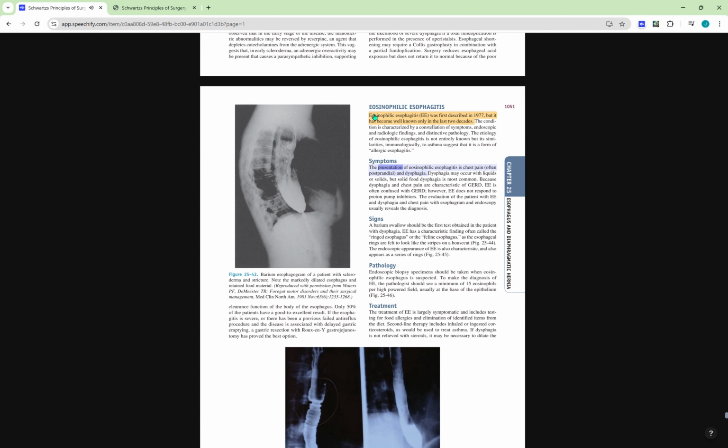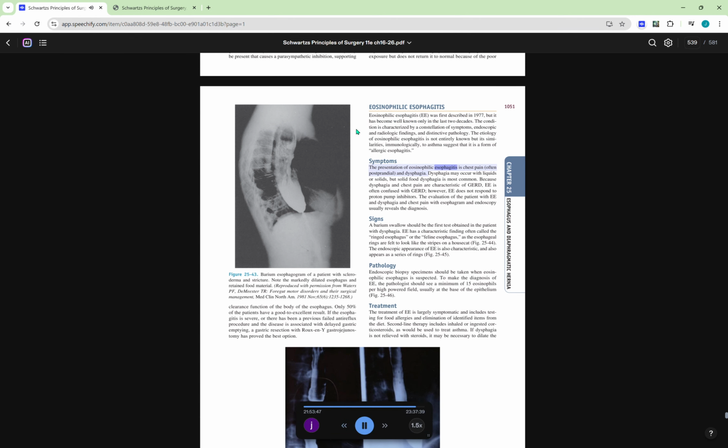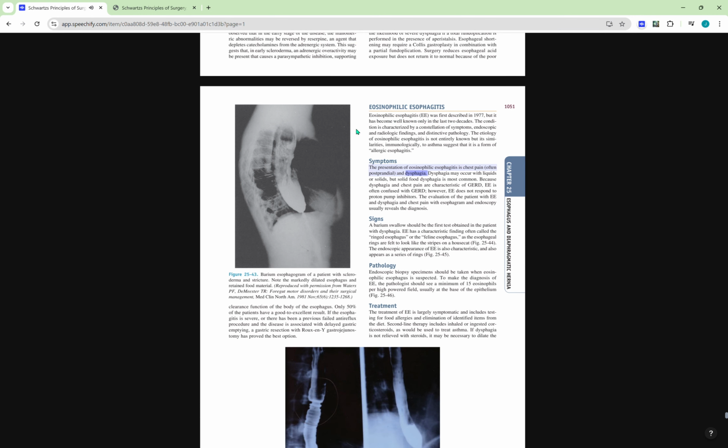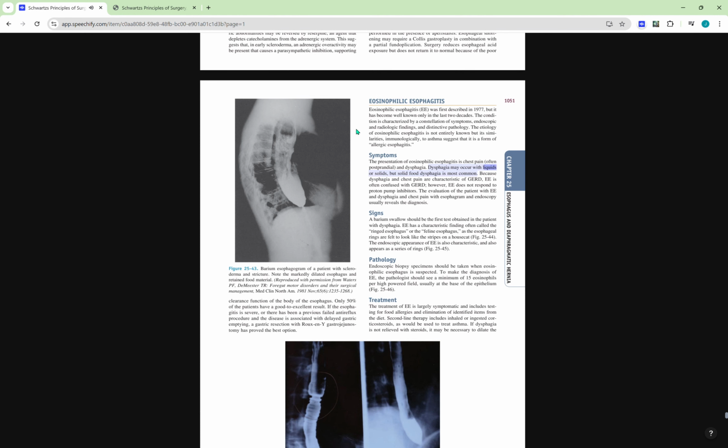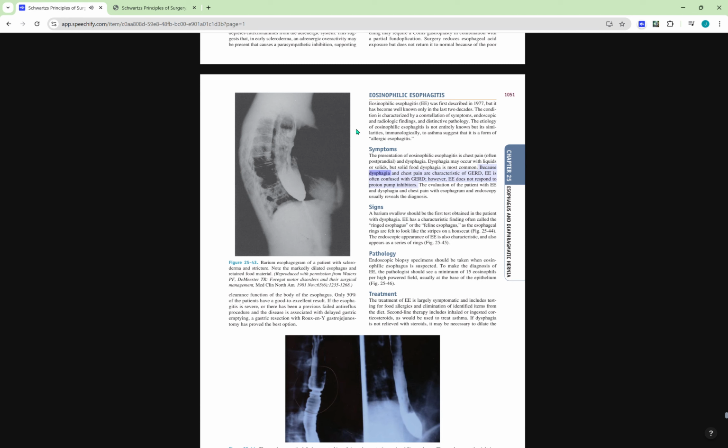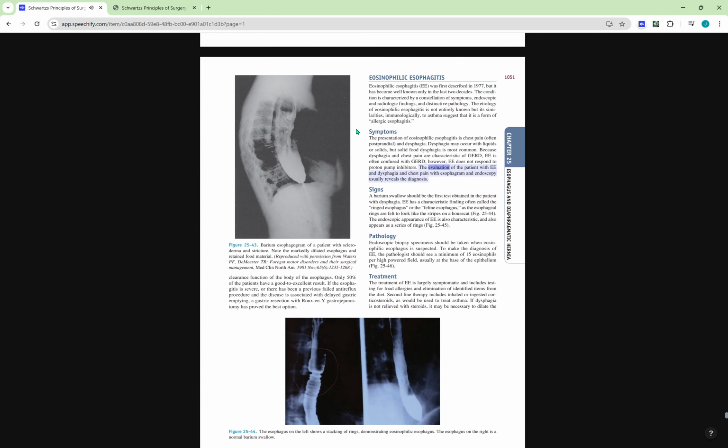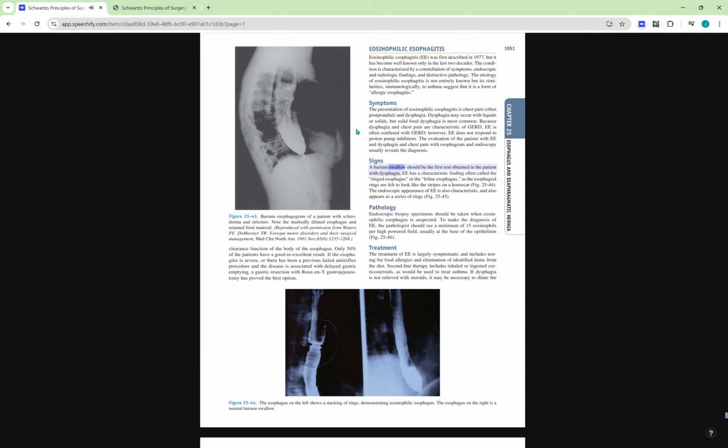Symptoms. The presentation of eosinophilic esophagitis is chest pain and dysphagia. Dysphagia may occur with liquids or solids, but solid food dysphagia is most common. Because dysphagia and chest pain are characteristic of GERD, EE is often confused with GERD. However, EE does not respond to proton pump inhibitors. The evaluation of the patient with EE and dysphagia and chest pain with esophagram and endoscopy usually reveals the diagnosis. Signs. A barium swallow should be the first test obtained in the patient with dysphagia.